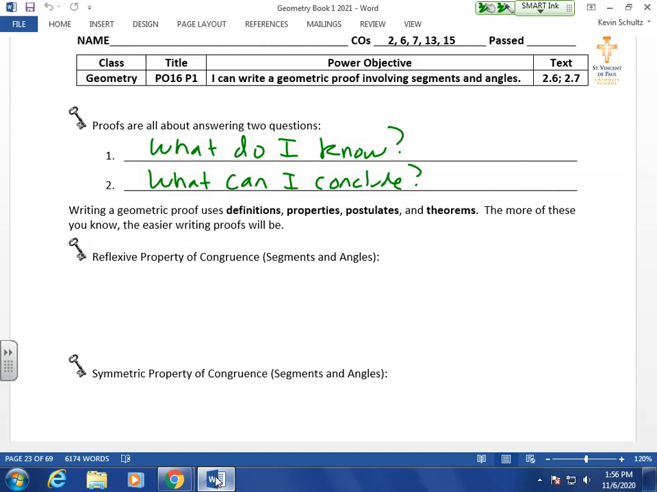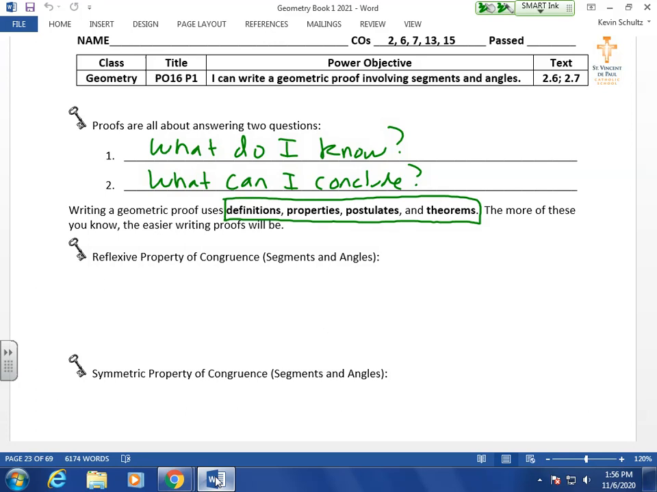And being a formal geometric proof, we're not going to be using inductive reasoning here. We'll be using deductive reasoning, which, remember the difference, deductive is factual and logical. So we're only allowed to use definitions, properties, postulates, and theorems.